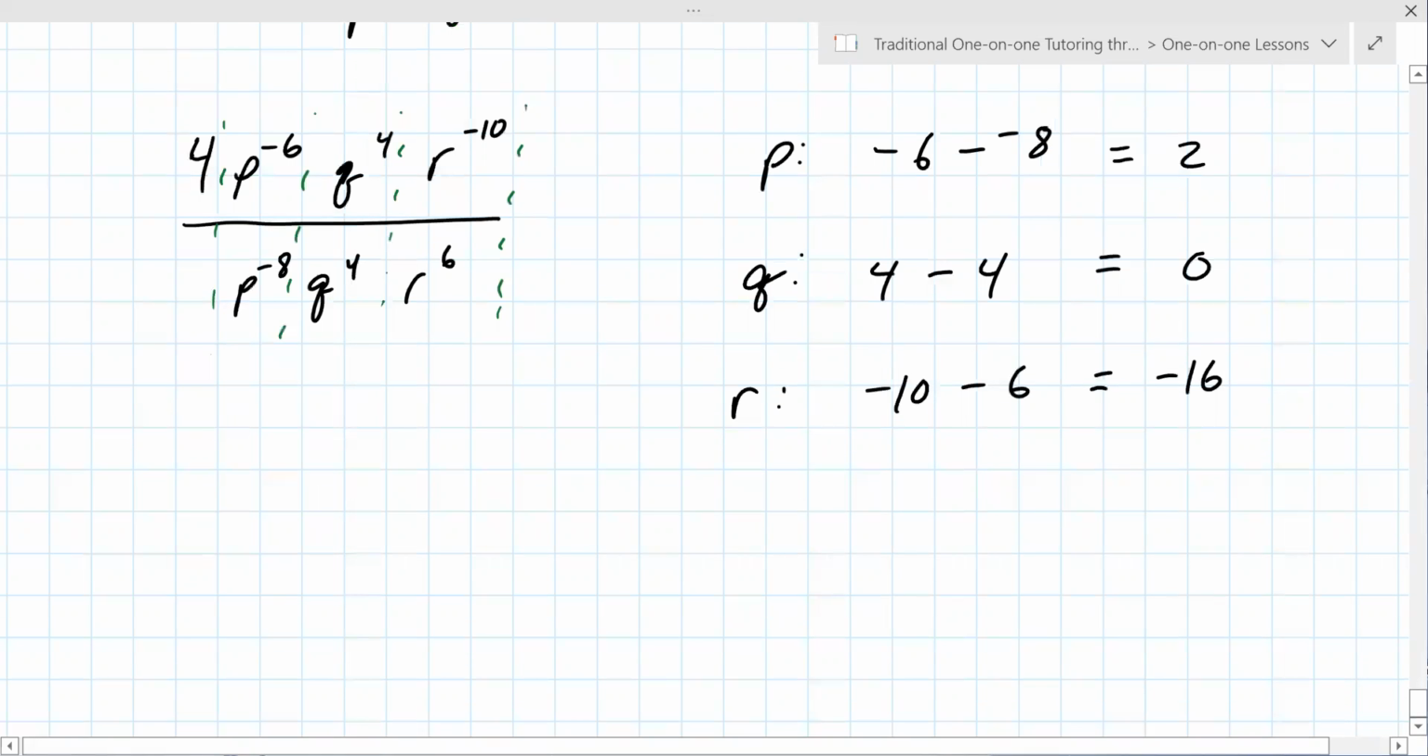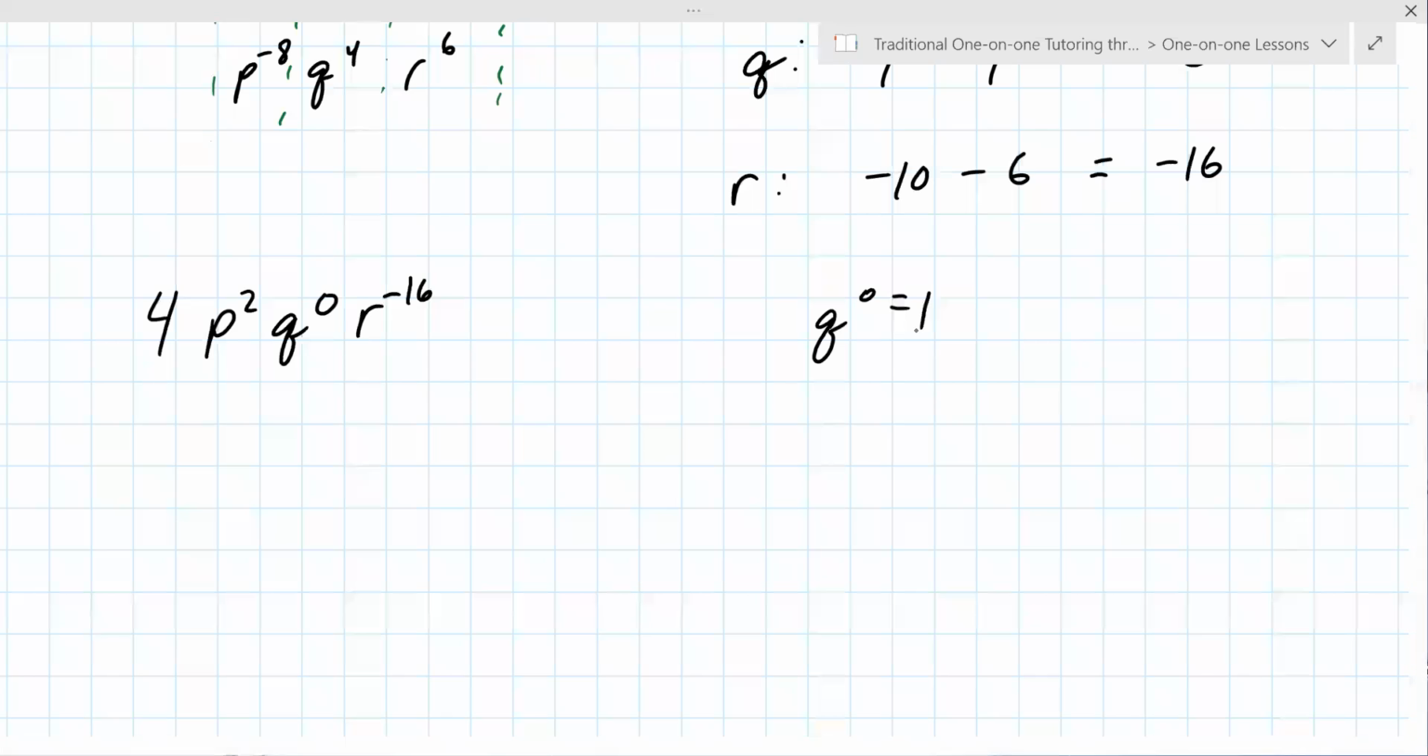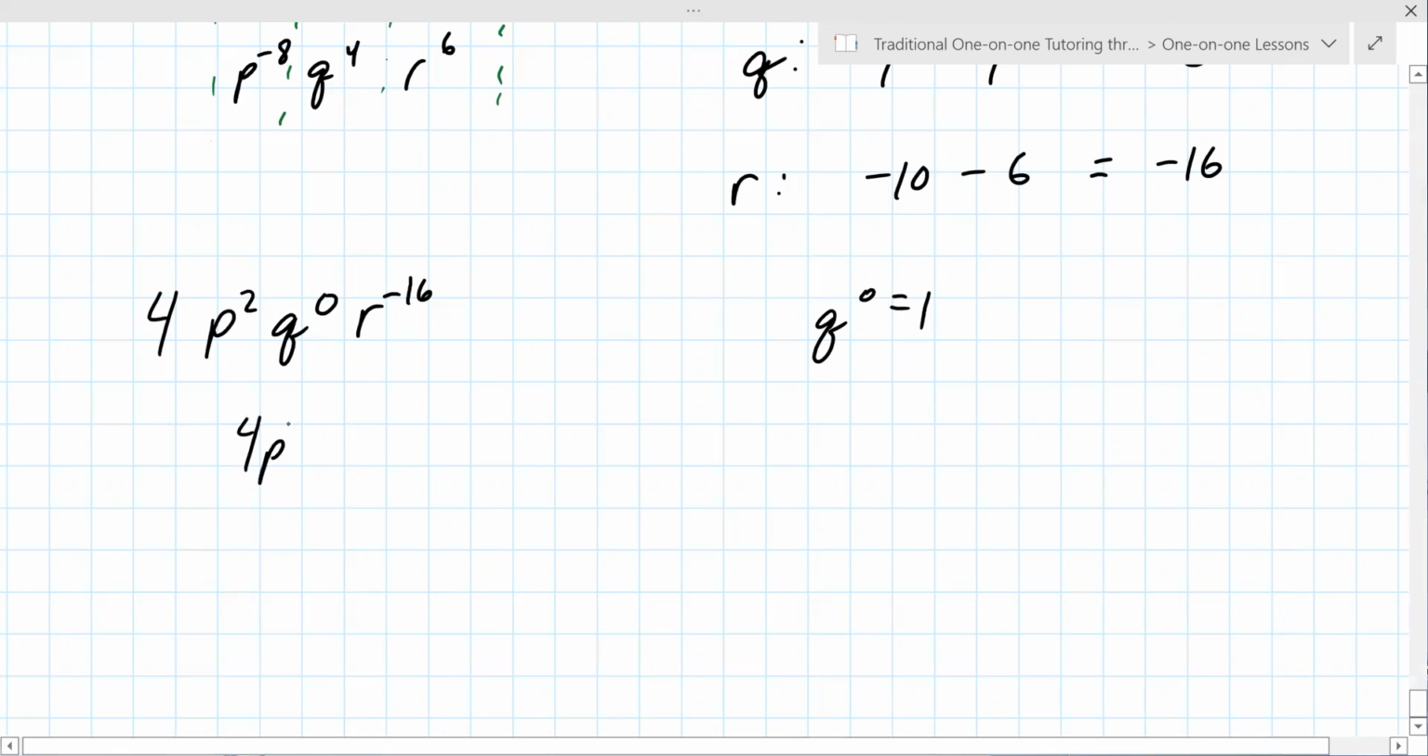Now would those all go on the top? Yes. So it's 4p squared, q to the 0, r to the -16. So the whole top thing only applies when you're dividing. And then you're supposed to remember, oh yeah, if anything is to the 0 power, that's 1. So that's 4p squared, r to the -16. And then you move the r to the -16 to the bottom. So it becomes 4p squared over r to the 16.